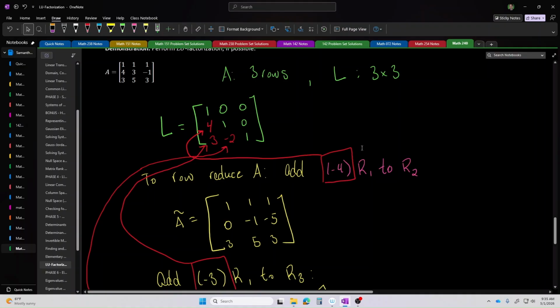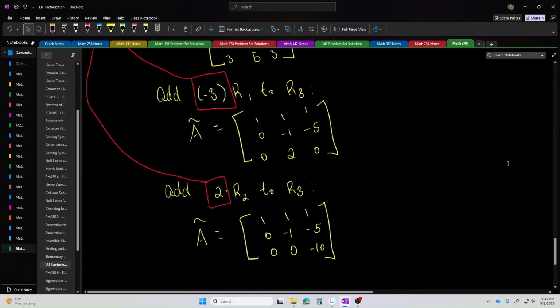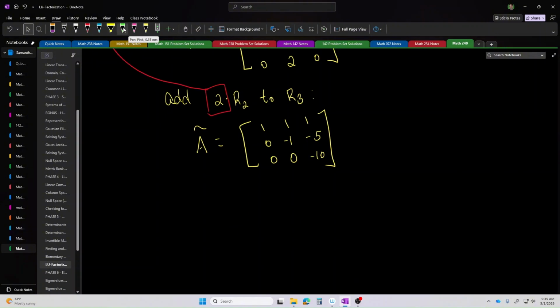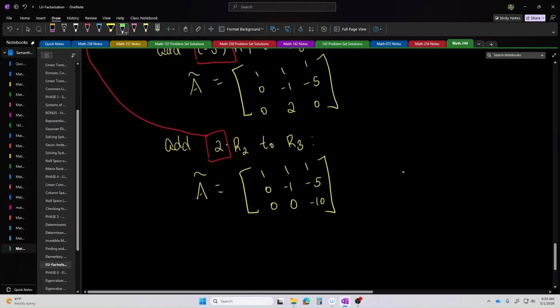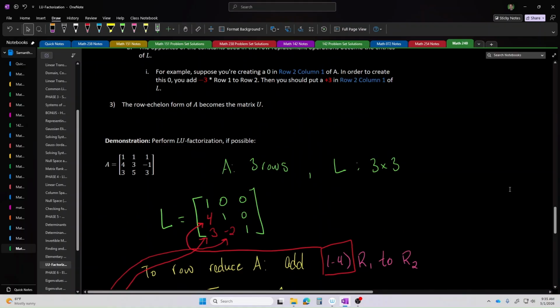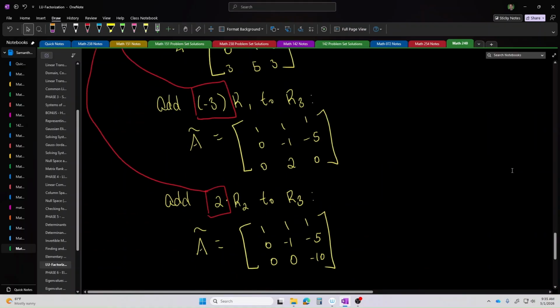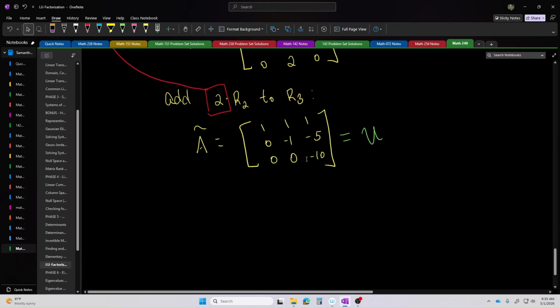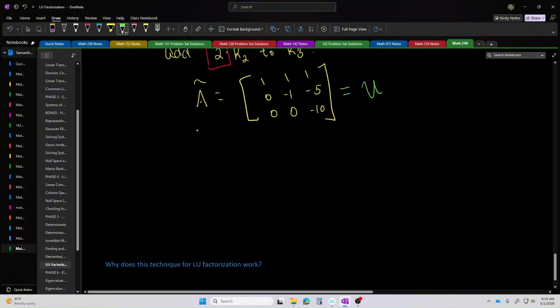Now notice that as of this moment, L is completely filled in. And also notice that as of this moment, this matrix A has been converted to something that is upper triangular. So with this step, we have both finished finding the matrix L and we've finished finding the matrix U, because this matrix in upper triangular form, this is the matrix U in the LU factorization.